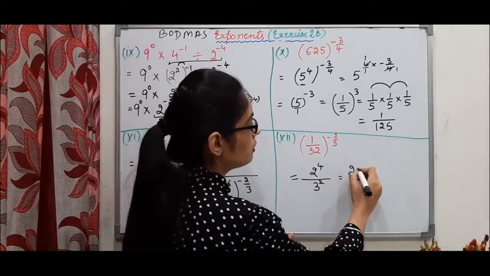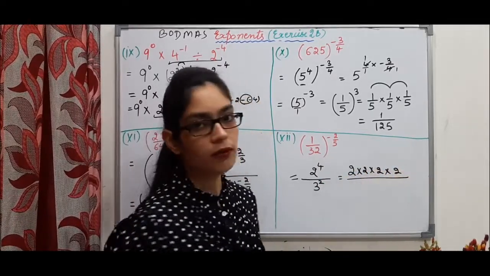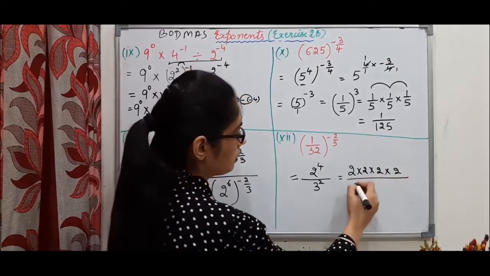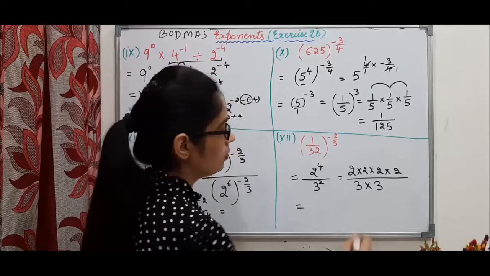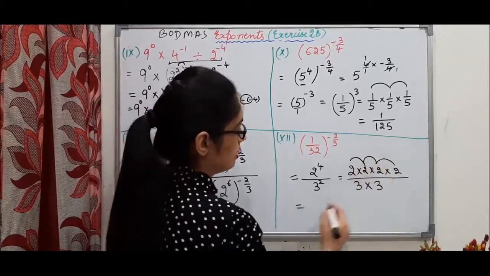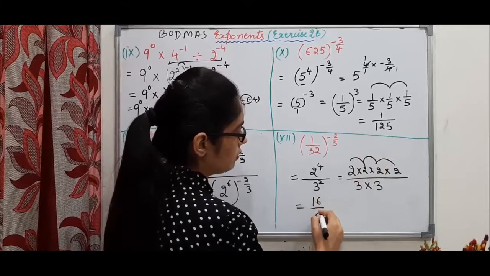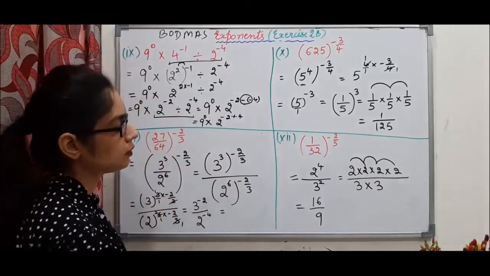2 to the power 4 is 2 into 2 into 2 into 2, multiplication of 2 four times. 3 to the power 2 is 3 into 3. 2 into 2 is 4, 4 into 2 is 8, 8 into 2 is 16. 3 into 3 is 9. So 16 by 9 is the answer of this.